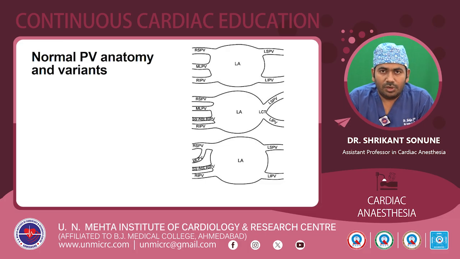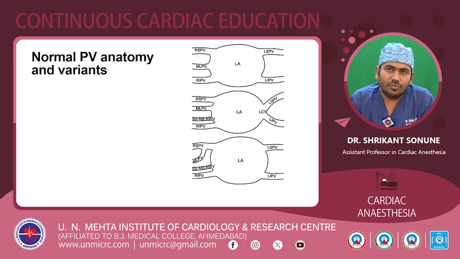Coming to the normal pulmonary vein anatomy and its variants. In the first diagram, as we can see, there is a left atrium which receives blood from the right superior pulmonic vein, the right middle lobe pulmonary vein, and one more right inferior pulmonic vein, and on the left side there is the left superior pulmonic vein and the left inferior pulmonic vein.